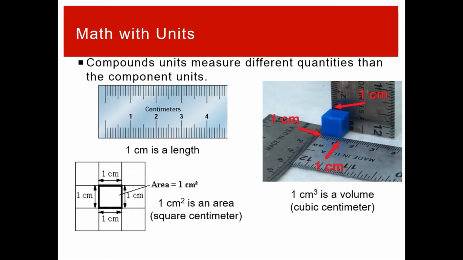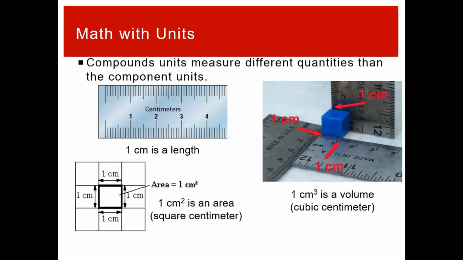So for example, a centimeter is a unit of length. There's a distance of 1 centimeter. If you take a centimeter and multiply by itself, you get 1 centimeter squared. That's now measuring a 2-dimensional area. If you multiply by itself 3 times, you get 1 centimeter cubed, which is also called a cubic centimeter. So this is a volume unit.